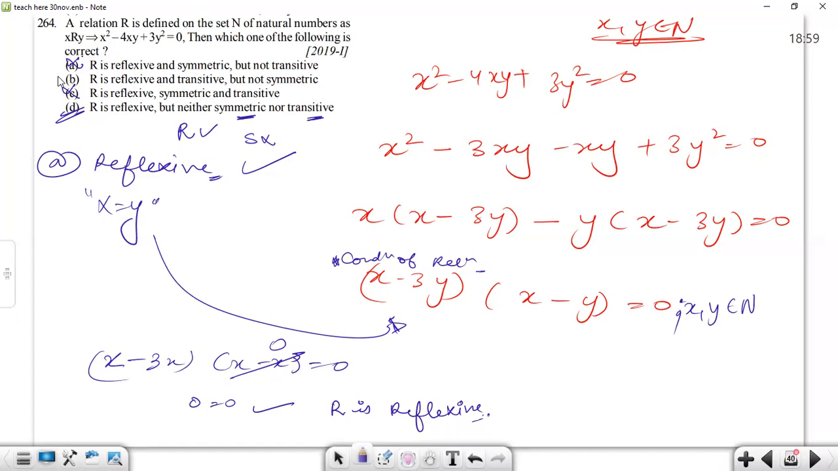This is also not the case. So only two options were left. For this, we had to check for the transitivity. No problem. So go ahead.